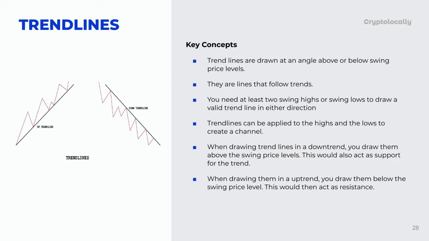Trend lines are drawn at angles above or below swing price levels. We've talked about swings and what swings look like in real-life scenarios, and it shouldn't be difficult for you to find swings on charts whenever you see them anywhere across all platforms. These trend lines are lines that follow trends. So for example, let me give you a live scenario on our chart on TradingView.